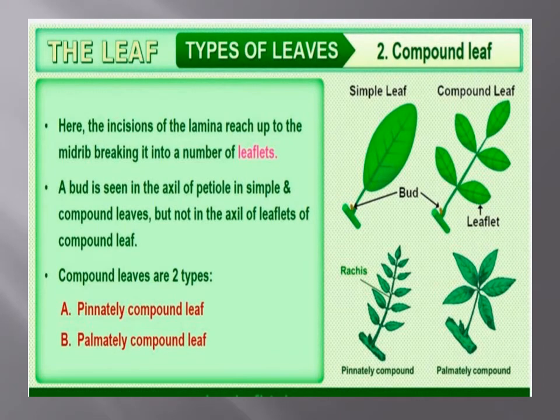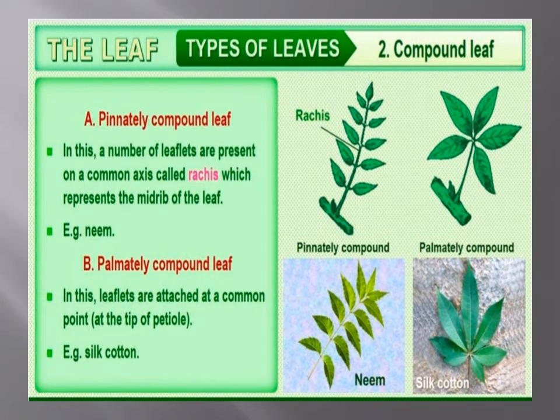Compound leaf. A leaf is said to be compound when its lamina is incised down up to the midrib, breaking the lamina into a number of segments called leaflets. The compound leaves are of two types, pinnately compound leaf and palmately compound leaf.